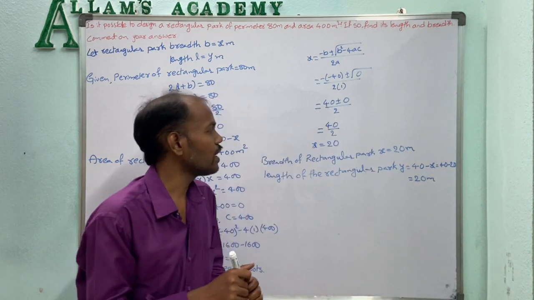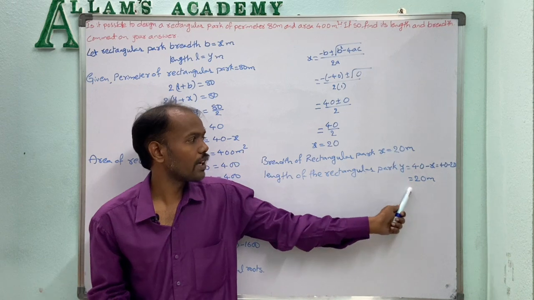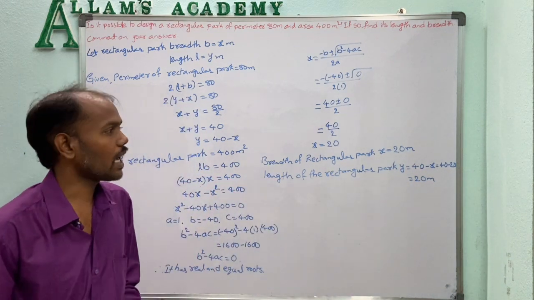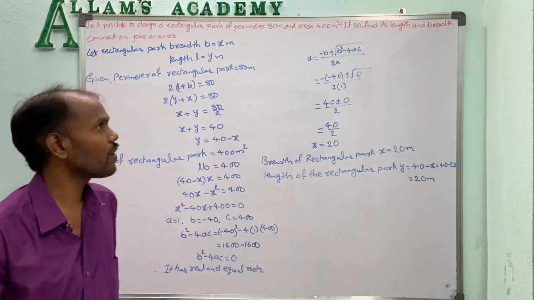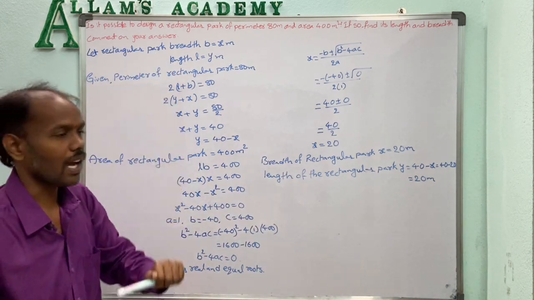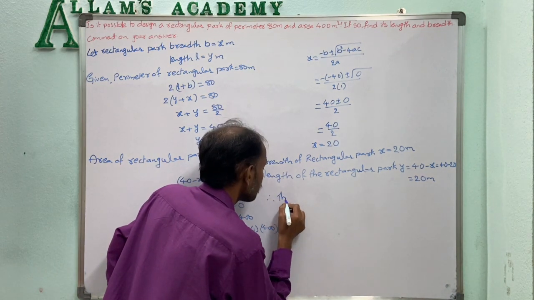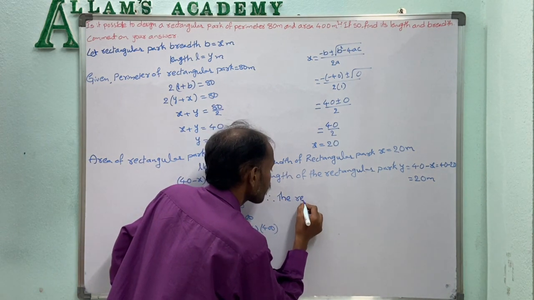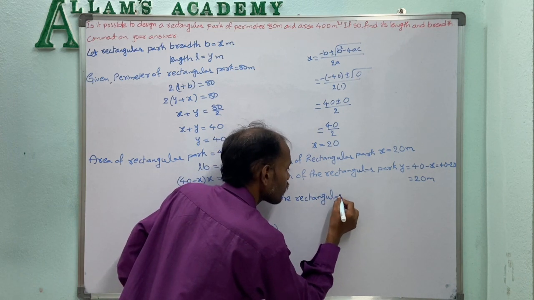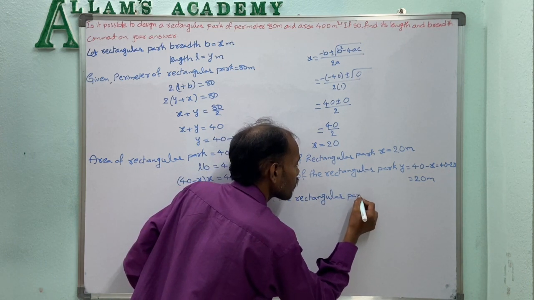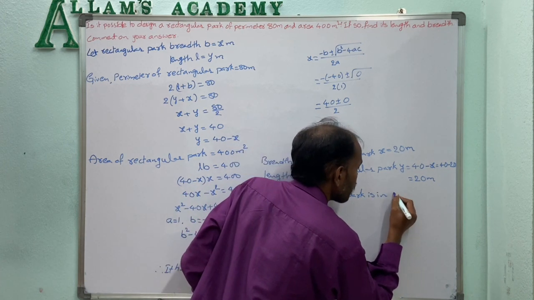That means for the rectangular park, both length and breadth came as 20 meters only. That means the rectangular park is in the shape of a square. That is the comment the question asked for. Therefore the rectangular park is in square shape.